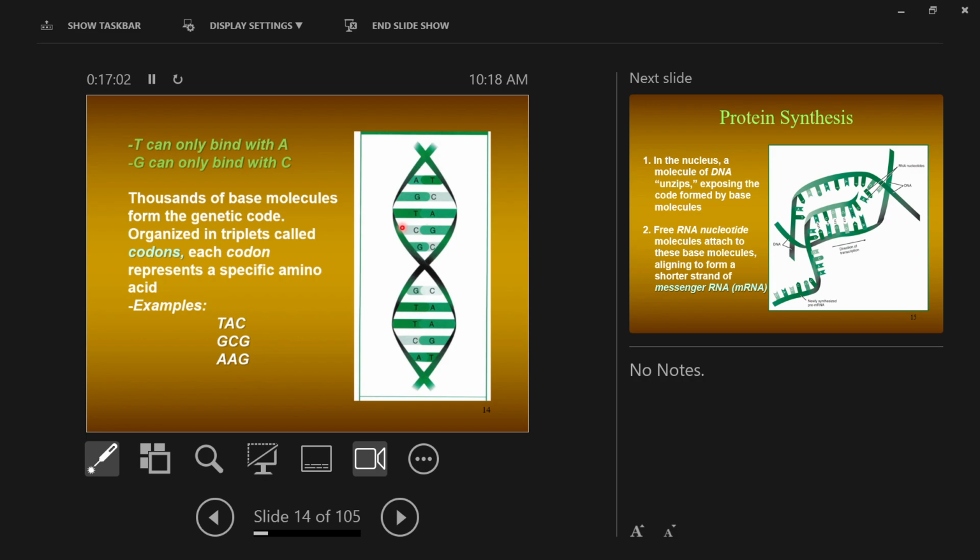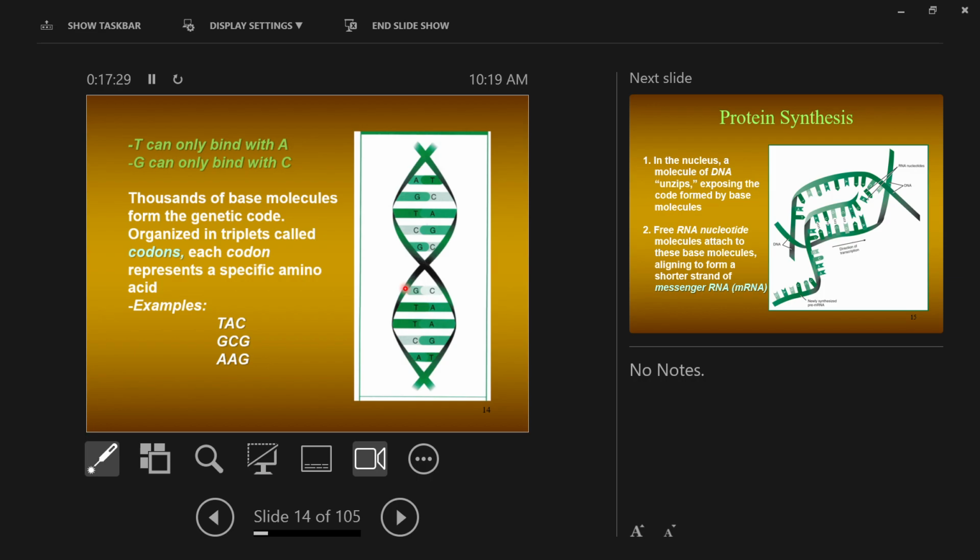We'll get there, I promise you. So you've got like AGT, and then you've got C, I can't see the third one down, then you've got GTT, right? So you've got these sets of 3 base pairs that represent a specific amino acid, and you line up all the right amino acids in the right order, and you build a protein.